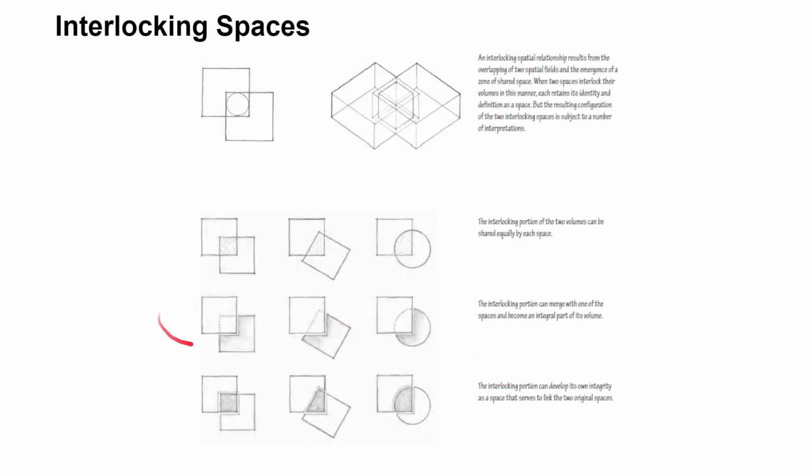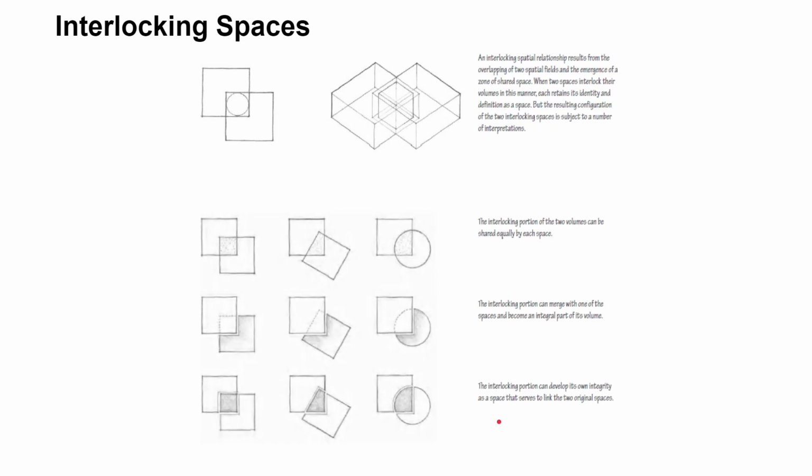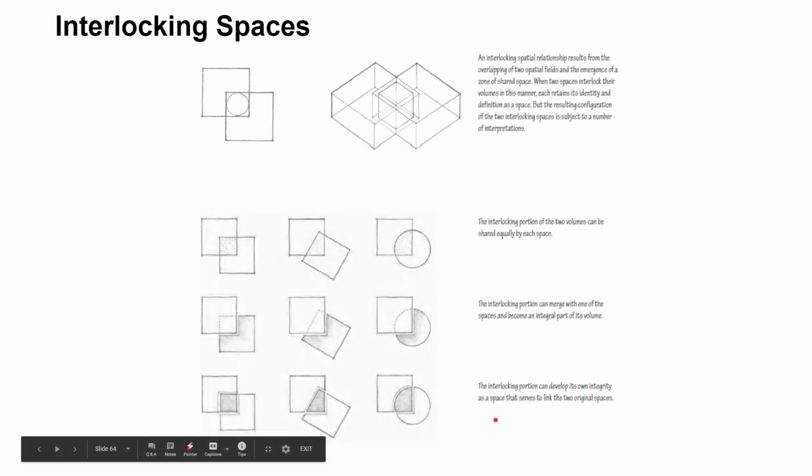So the second row would be the interlocking portion can merge with one of the spaces and become an integral part of its volume. So it is more or less an addition, which adds on as part of a whole. So in this one, the interlocking portion can develop its own integrity as a space that serves as the link between two original spaces.